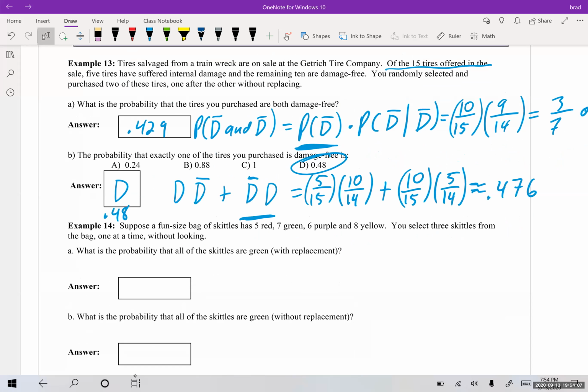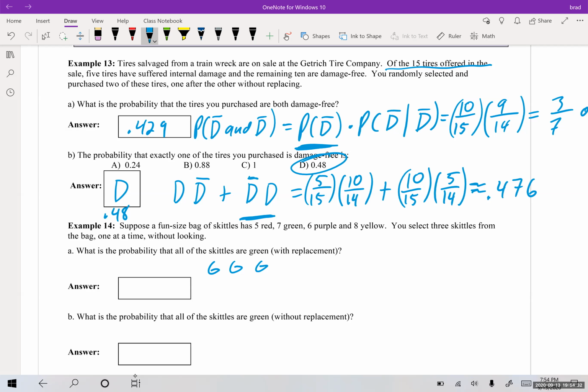So it says, suppose a fun-sized bag of Skittles has 5 red, 7 green, 6 purple, and 8 yellow. You select 3 Skittles from the bag, one at a time without looking. What is the probability that all of the Skittles are green with replacement? Okay, so now we got to think. The first draw is green, the second draw is green, and the third draw is green, and it's with replacement. So that means it's independent. So that's kind of good for us. We don't have to worry about adjusting anything.